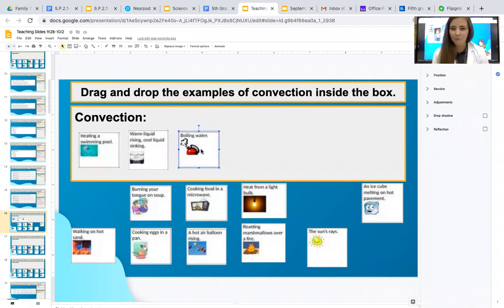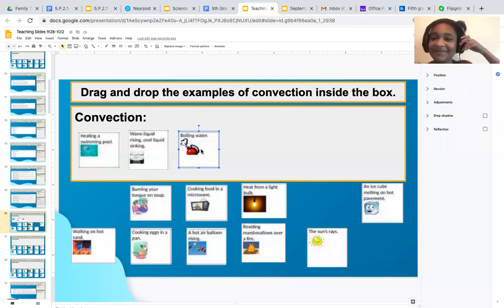Laylan, can you find that convection current? Which one's convection? Do you see the keywords rising or sinking or air or water? A hot air balloon rising. That's right, a hot air balloon rising in a convection current.